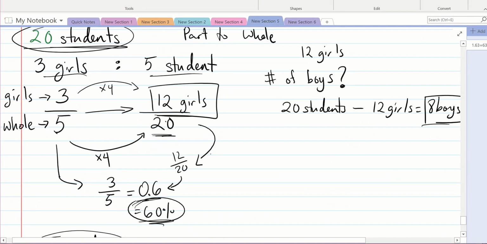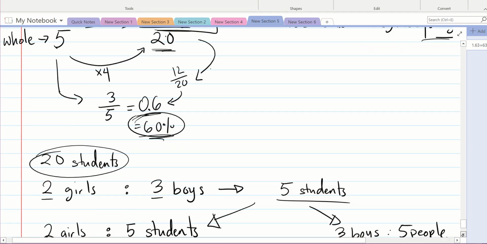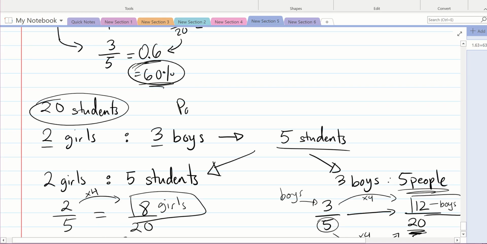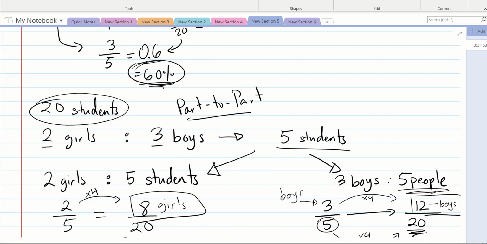When you have part to part, the other one was part to whole. When you have part to part, you write them out like that. You find what the total of one group is, and then you break it up into 2 part to wholes, right? So this is a part to whole, part to whole. And here I'm interchanging between student and people, but they're exactly the same.